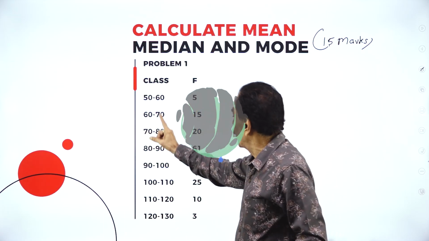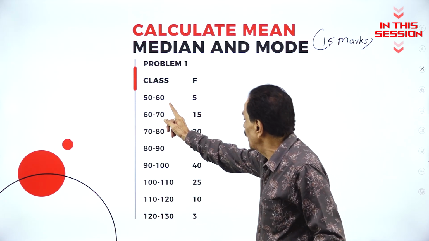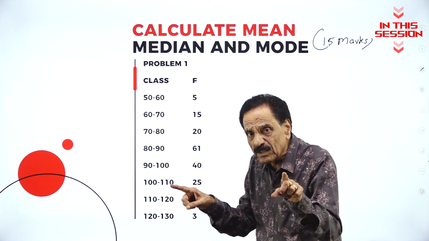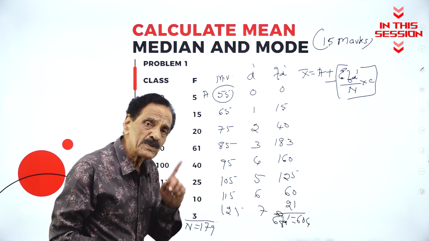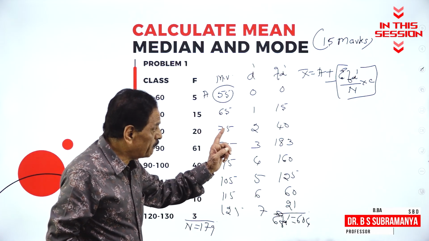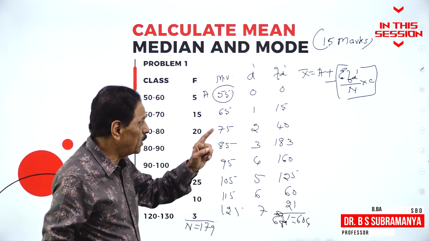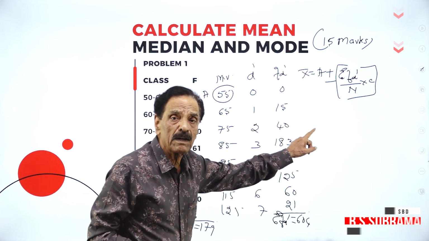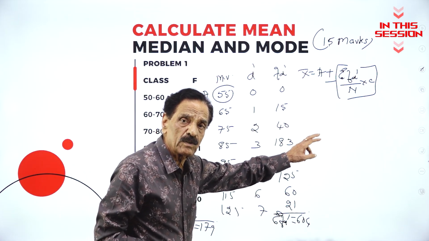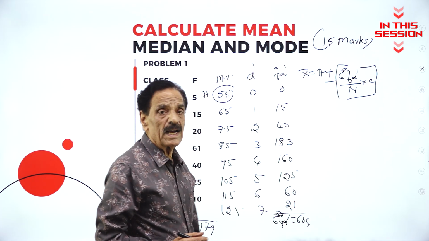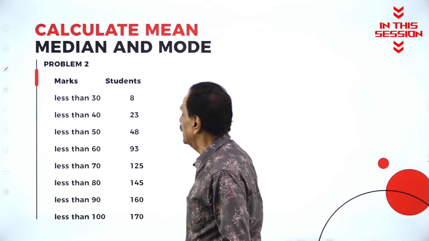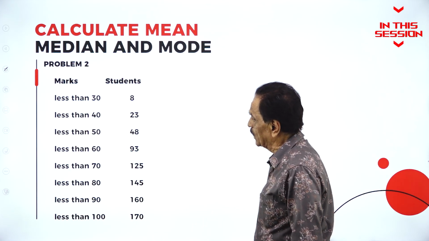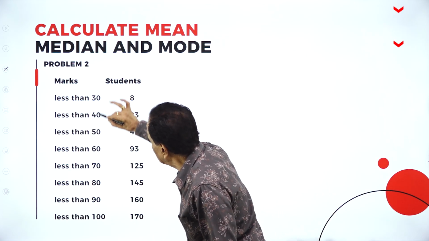So this is called lower limit, this is called upper limit. The difference is called class interval. Mean is equal to A plus or minus sigma ft dash divided by n into c. N means total number of frequency, where c is equal to class interval, where A is assumed. Less than 30, less than 40, less than 50, less than 60. So there is a difference of 10.